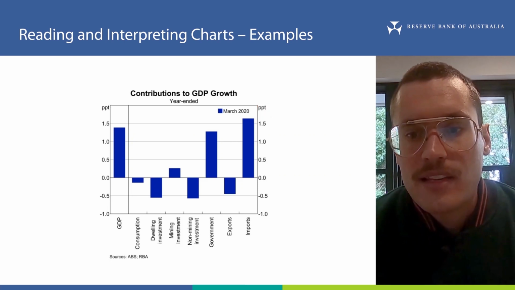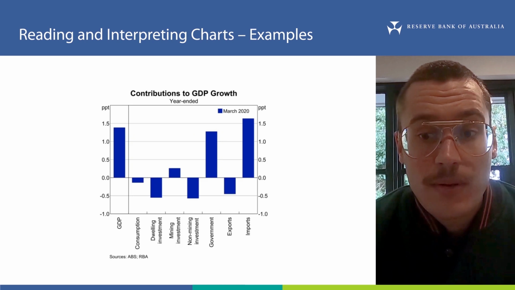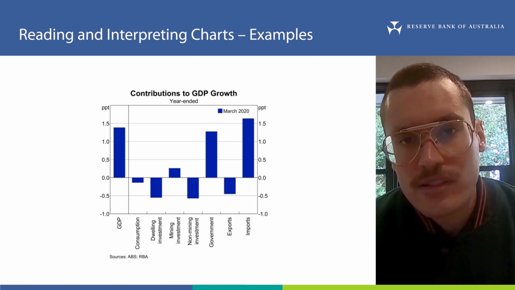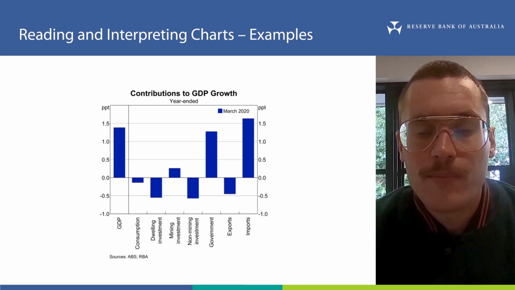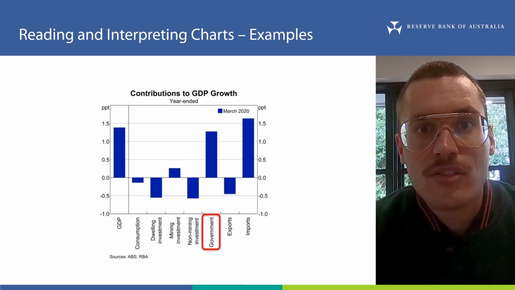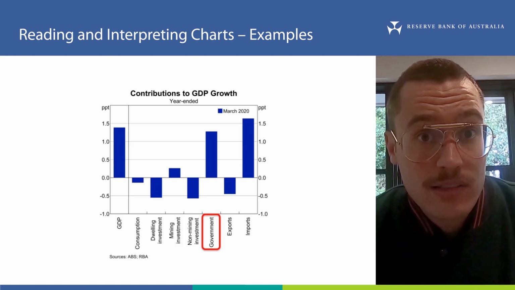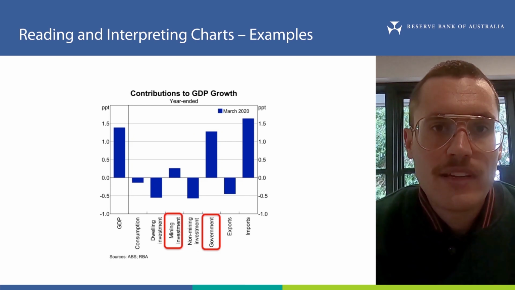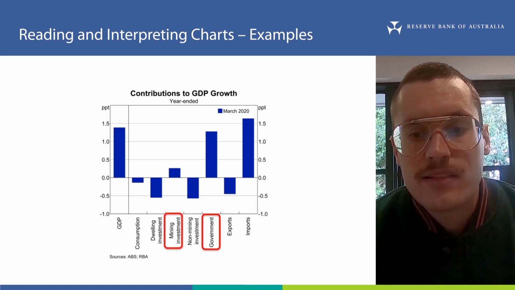Interpreting the data, we can see that growth in most components of GDP was negative in the March 2020 quarter, meaning that those categories of GDP became smaller. The exceptions are government spending, which grew strongly due to an increase in fiscal expenditure, and mining investment, which began growing again recently for the first time in a number of years.